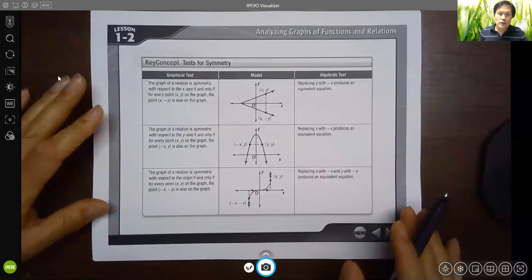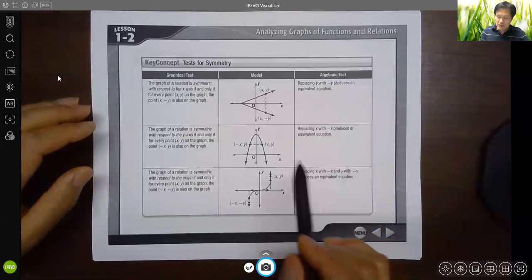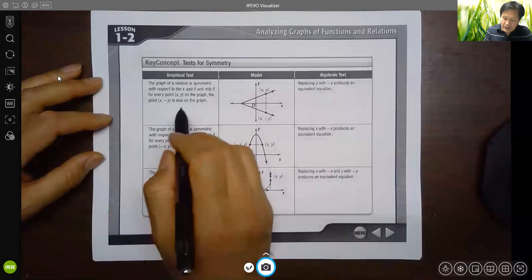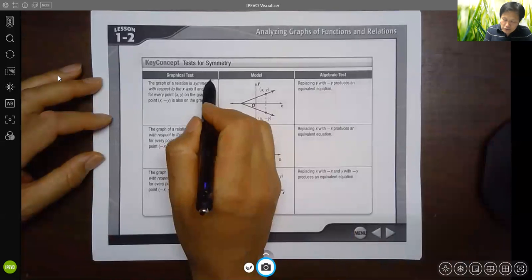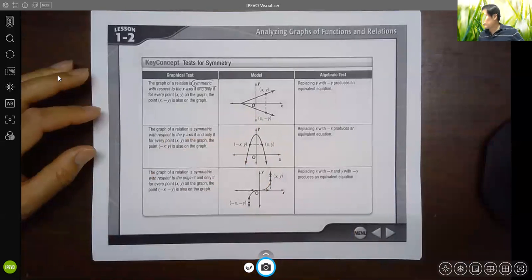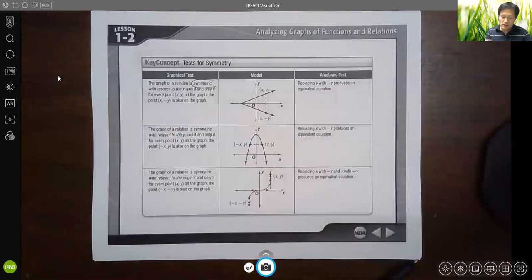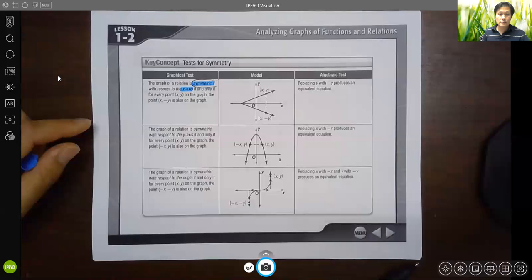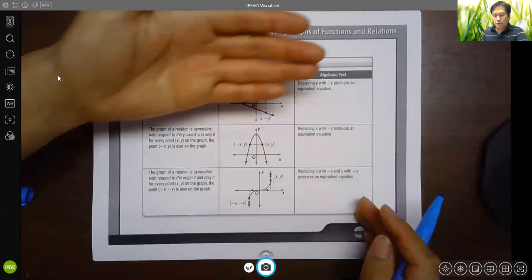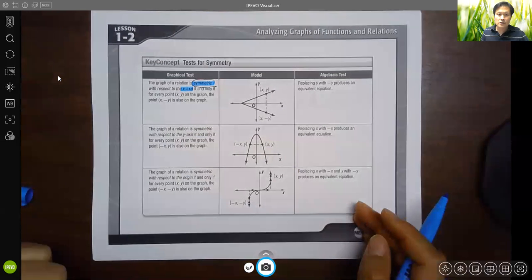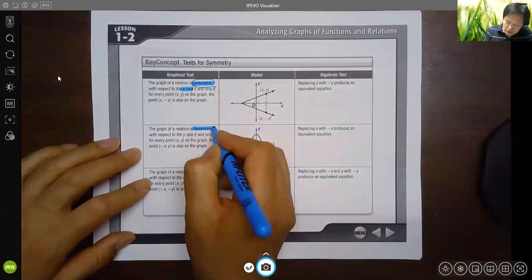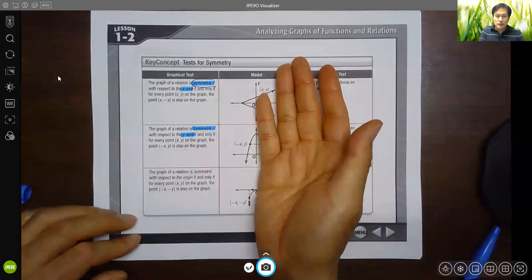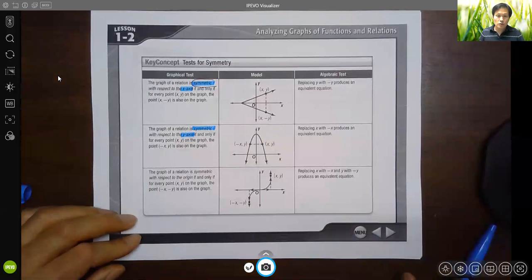Okay, there are 3 kinds of symmetry. This one is called symmetric over x-axis. So when you fold against the x-axis, they are symmetric. This is called the symmetric over y-axis. So if you fold against this, they are matching each other.